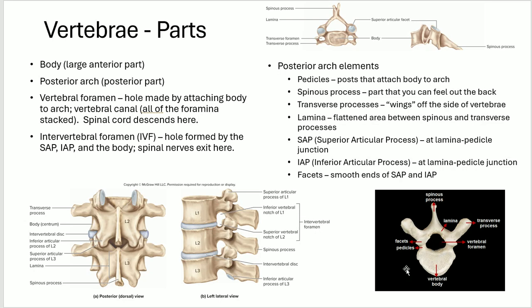The intervertebral foramen, let me see if I have a nice picture anywhere here. So right here, this little opening, that is a hole in the side between pedicles where the nerves come out. Okay, so that is formed by the SAP, superior articular process, the IAP, the inferior articular process, and the body, the vertebral body. So spinal nerves exit there.